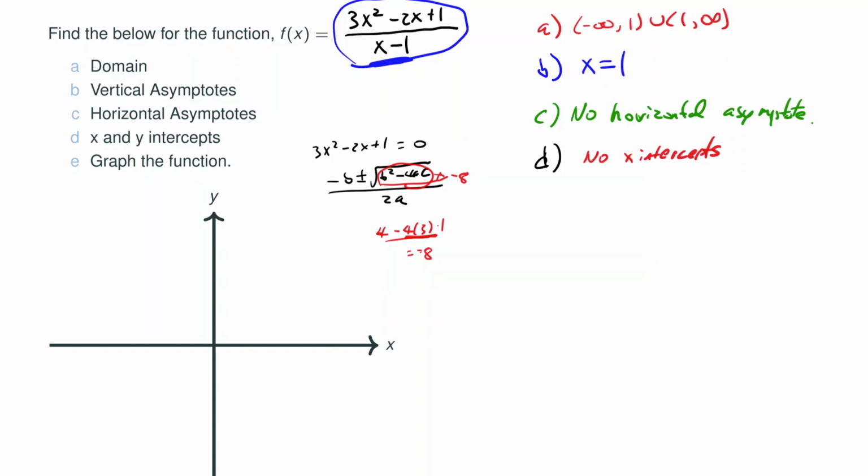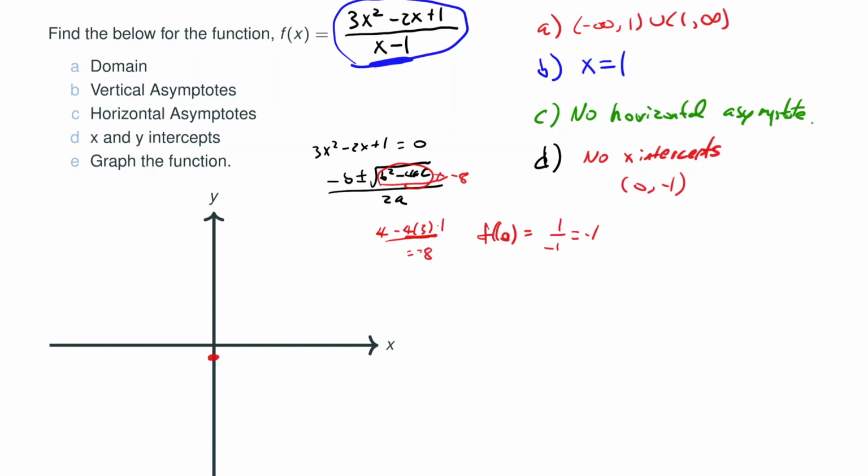For the y-intercept, plug 0 in, f of 0. We'll get 1 in the numerator, negative 1 in the denominator, so negative 1. So 0, comma, negative 1, somewhere here. Now if you look at this graph, when the degree of the top is exactly 1 greater than the bottom, this 1 is implied, then this has a slant asymptote, also known as an oblique asymptote. So we actually need to find the oblique asymptote to graph this.